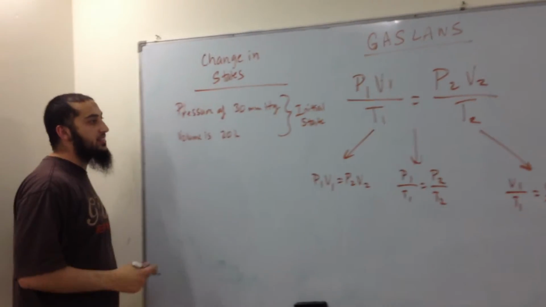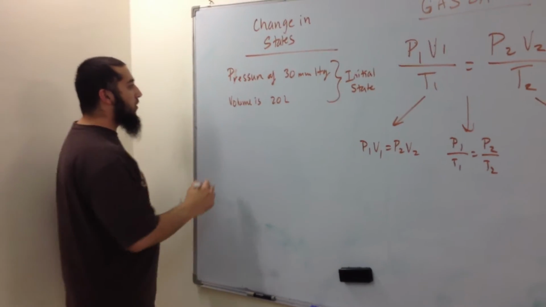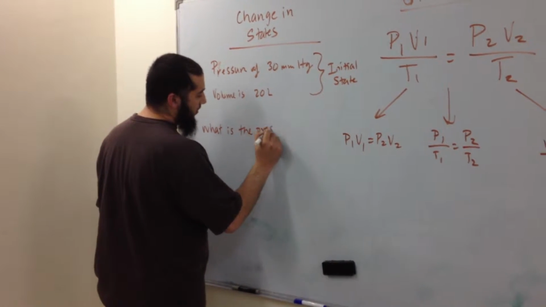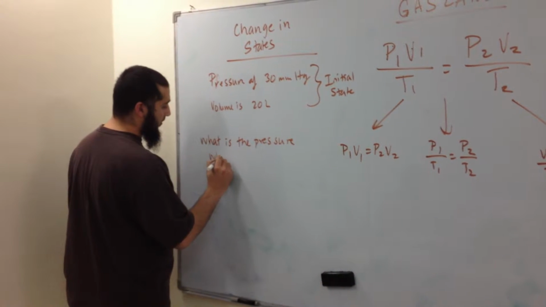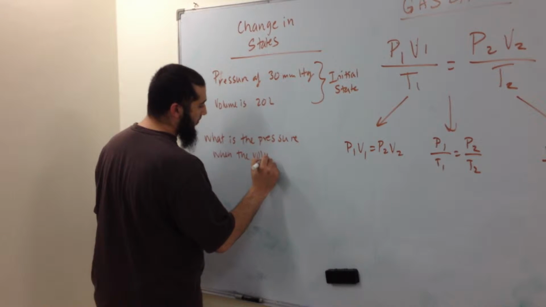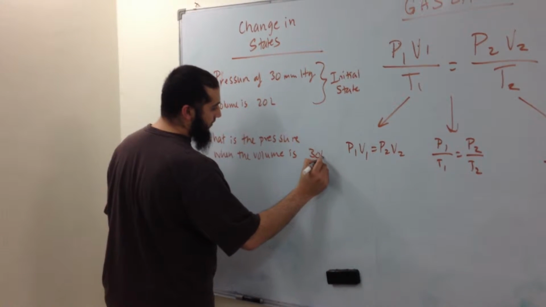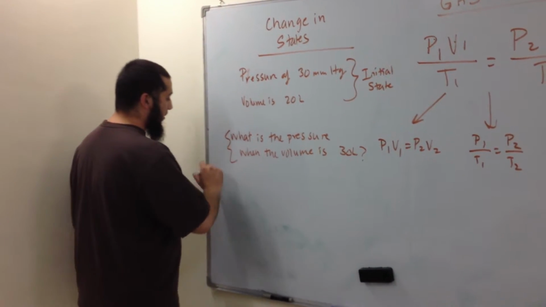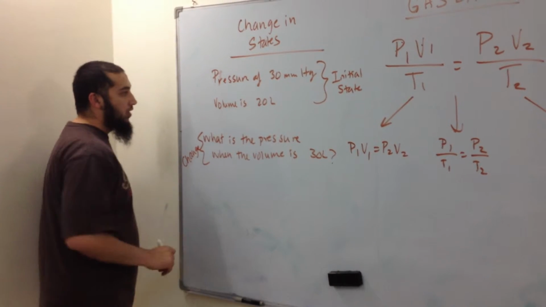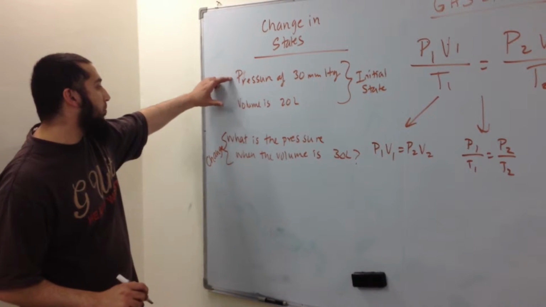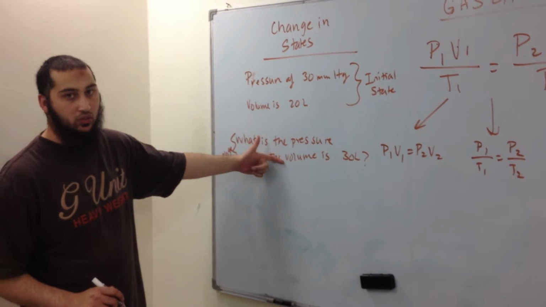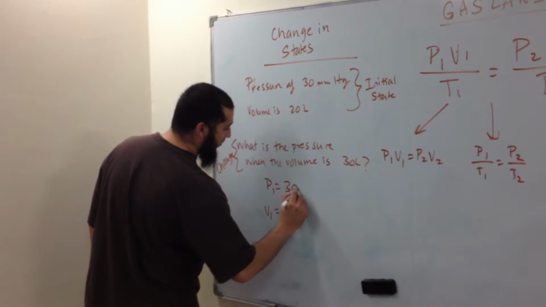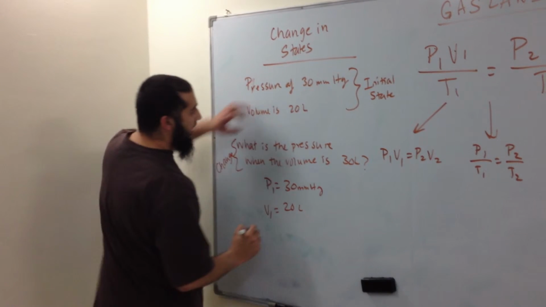As soon as they do that, the next thing they're going to do is change something. They'll say, what is the pressure when the volume is 30 liters? This will be their question. So this is the initial state, and this is the change. The initial will give the P1 and V1, and the change will be P2 and V2. So P1 is 30 and V1 is 20, in millimeters of mercury and liters. I got it from right here.